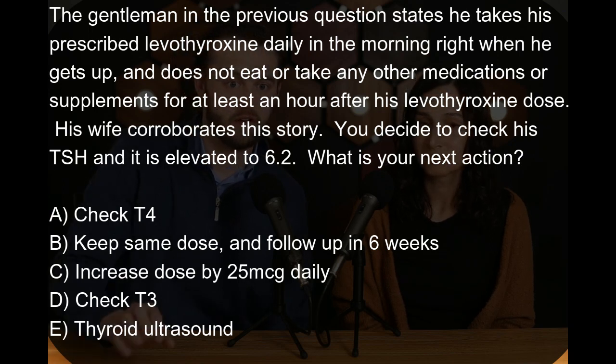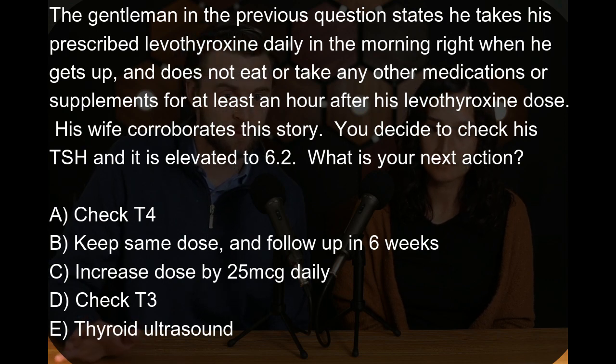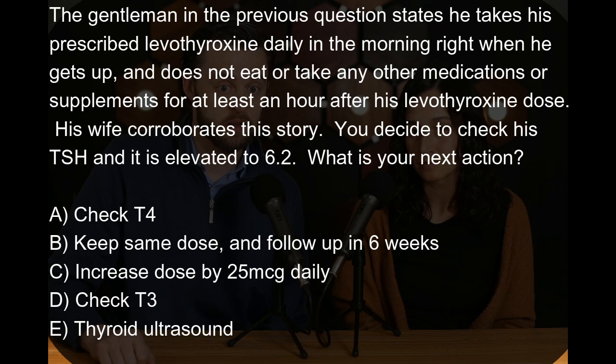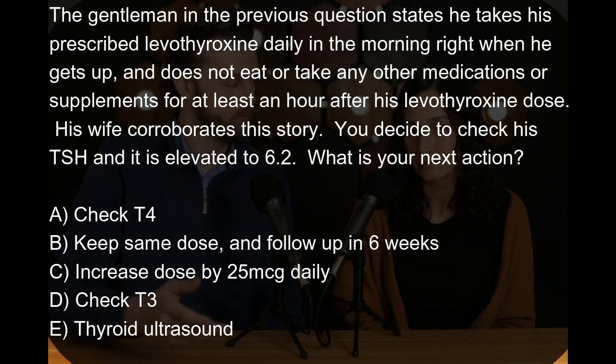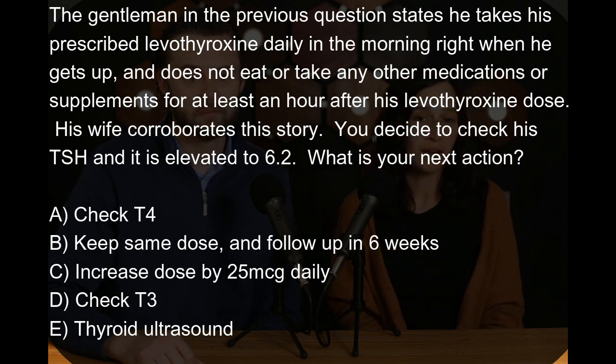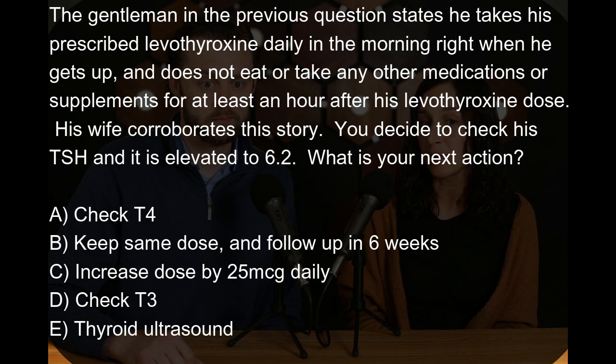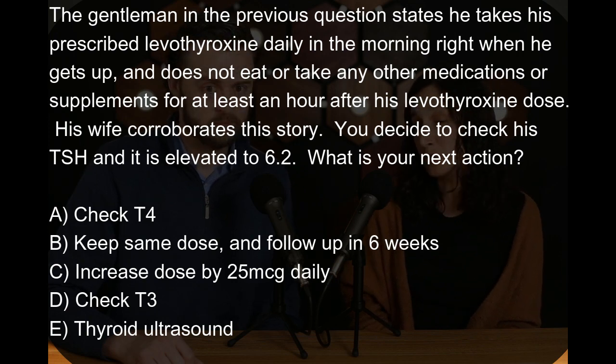A. Check a T4. B. Keep the same dose, follow up in 6 weeks. C. Increase that levothyroxine dose by 25 micrograms per day. D. Check a T3. E. Get a thyroid ultrasound. What do you see here at first glance? So I am attracted to C, increase the dose by 25 micrograms, but I am known to be tricked.